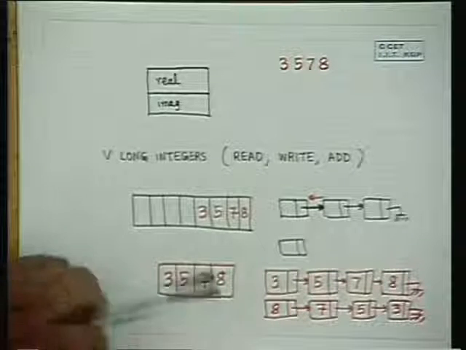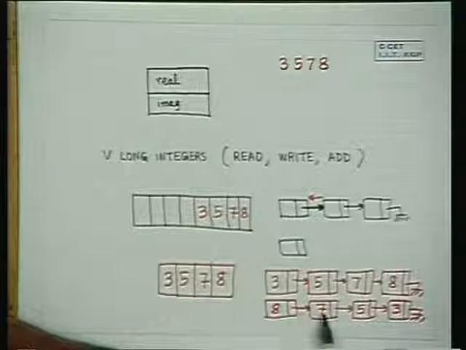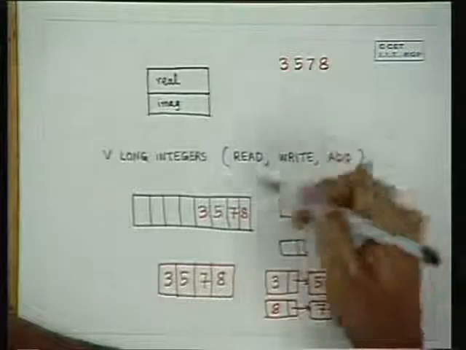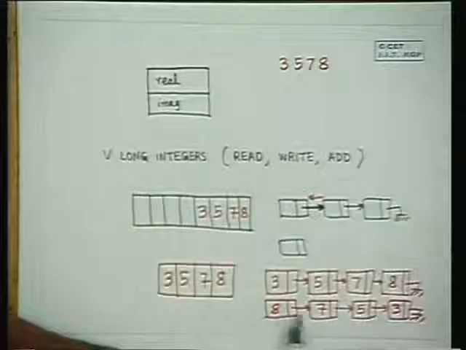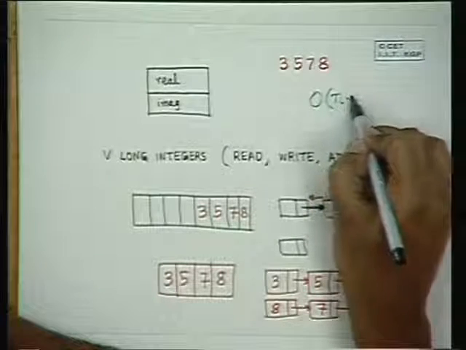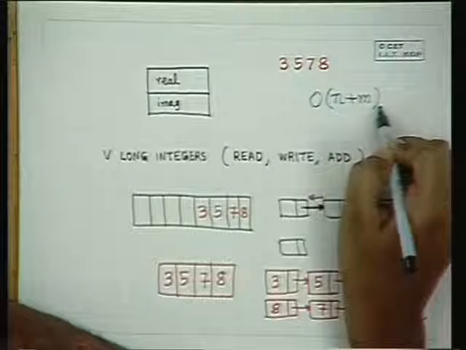And your addition operation, which normally in this case you would have added these two and moved here, added these two and moved here, added these two and moved here. So very quickly if you analyze, if you store it in the second form, your addition operation will be order n plus m, where n is the size of one number and m is the size of the other number.